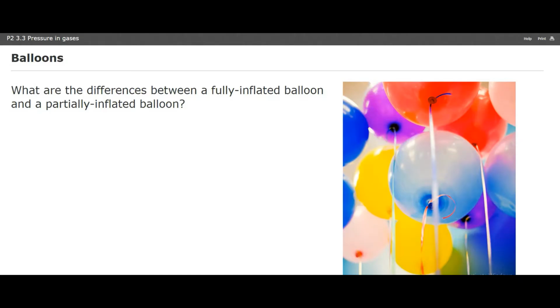Okay, so we watched the video on the two balloons, the fully inflated balloon and the partially inflated balloon, and we discussed the differences. So hopefully that's given you a bit of an insight into pressure, and let's discuss this in a bit more detail with a diagram.